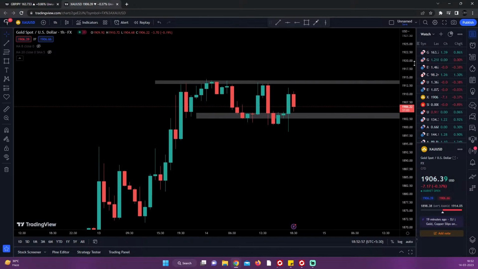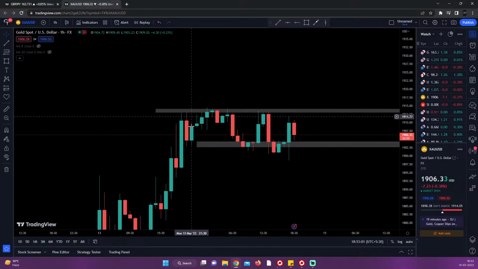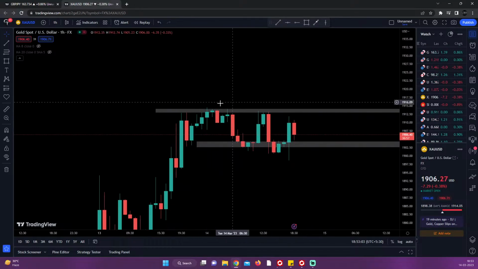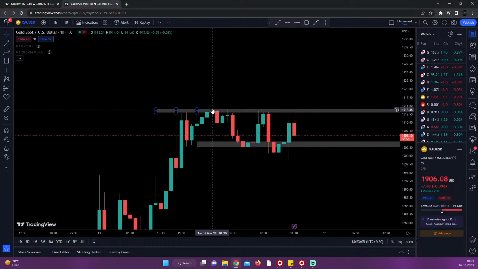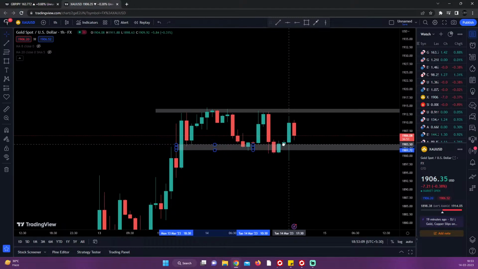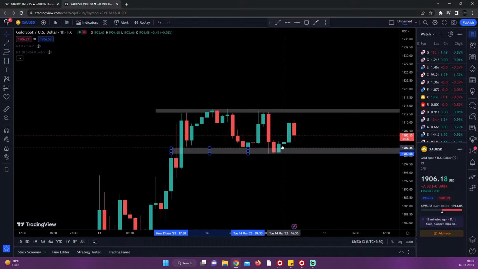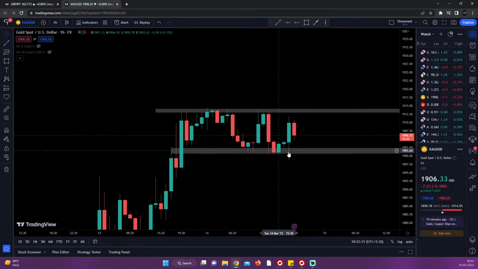Now the same thing we can see in the 1-hour time frame as well. The market went up, then went down, so it created a resistance over here, and if we adjust this level, then we will have a support over here as well, and between these 2 points the market is just ranging.